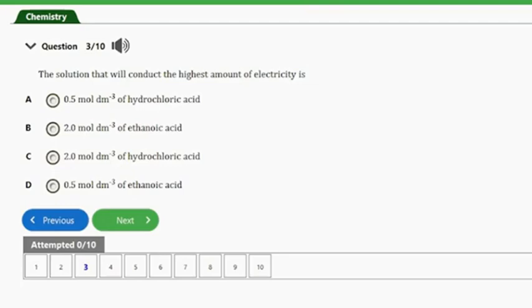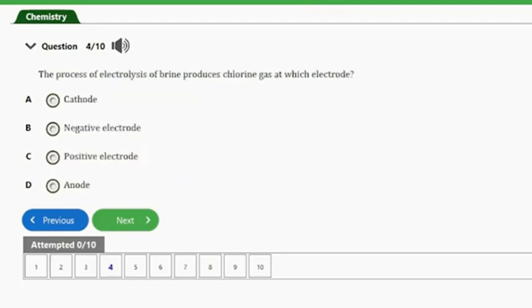So you might be wondering as well, why are we not picking 2.0 moles of ethanoic acid since the concentration is the same as that of the hydrochloric acid here, which is 2.0. Another thing is the fact that hydrochloric acid conducts more in aqueous solution than ethanoic acid. So guys, that's it for this question. So let's quickly go to the next question.